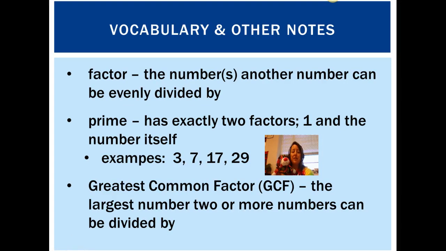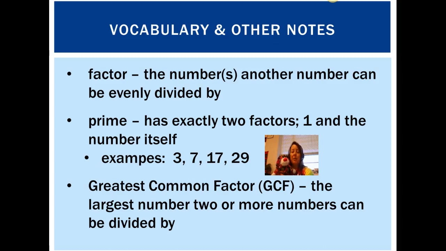A factor is the number or numbers another number can be evenly divided by. For example, the factors of 12 would be 1, 2, 3, 4, 6, and 12. 12 can be divided by all of those numbers.